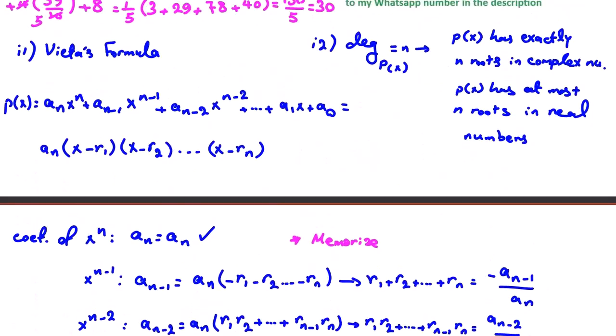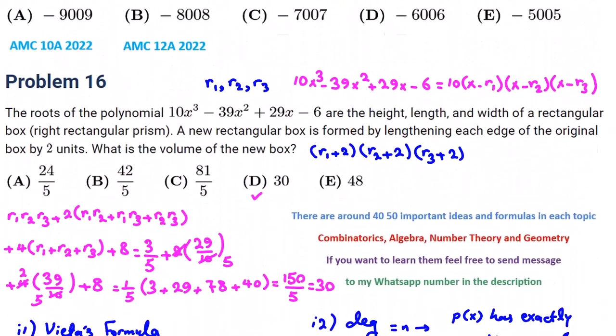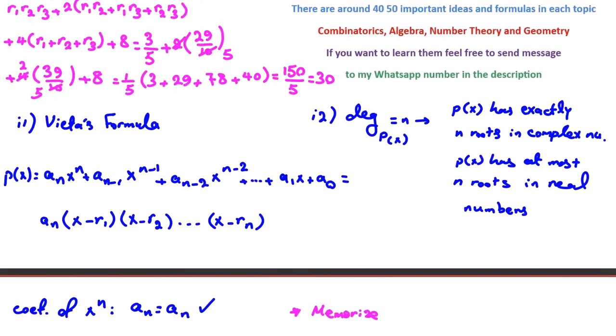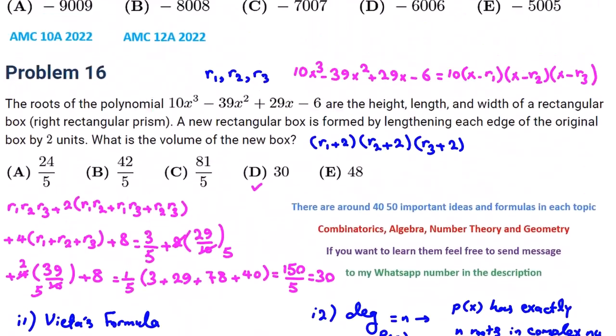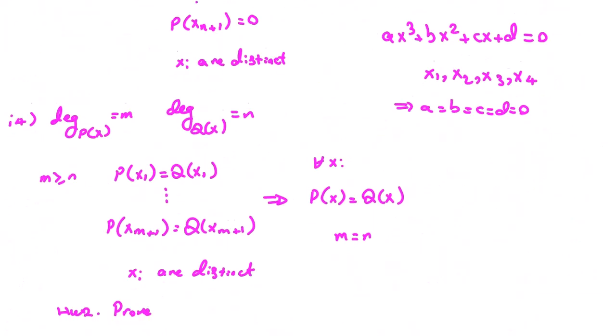These ideas related to polynomials are useful in AMC, AIME, USAMO, or IMO. Okay, so you can use them. They are famous. They are so basic. Idea 3 and idea 4, you can use them. Okay, let's work on the next problem.